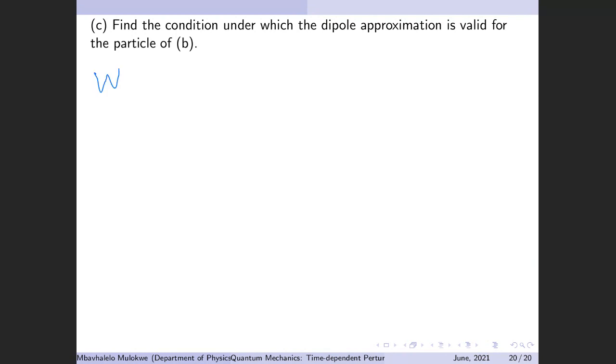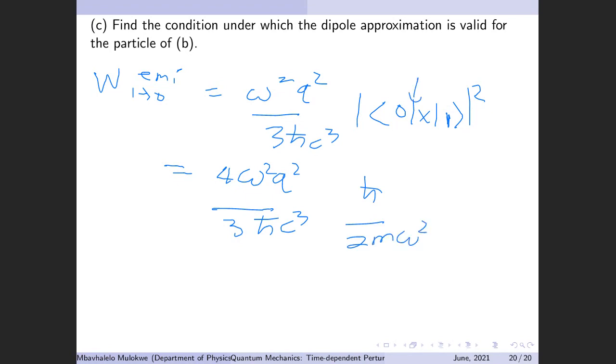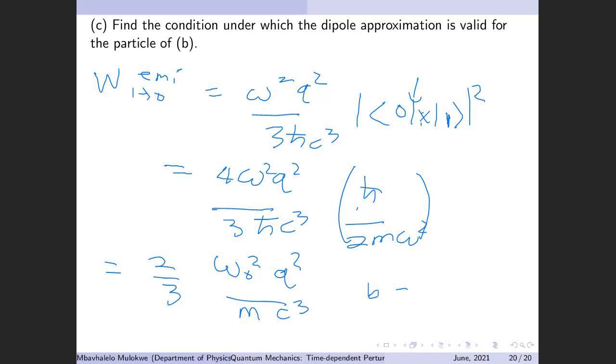So this means that W for 1 to 0 spontaneous emission is given by 4 omega squared q squared over 3 h bar c cubed times the overlap of 0 with x, and I've just argued that the only non-vanishing selection rule will be when this is 1, squared. So like everything there, 4 omega squared q squared over 3 h bar c cubed times h bar over 2 omega, squared. This comes from writing this as creation and annihilation operators, you introduce that h bar over 2 omega, and then this simplifies into 2 over 3 omega naught squared q squared over m c cubed.